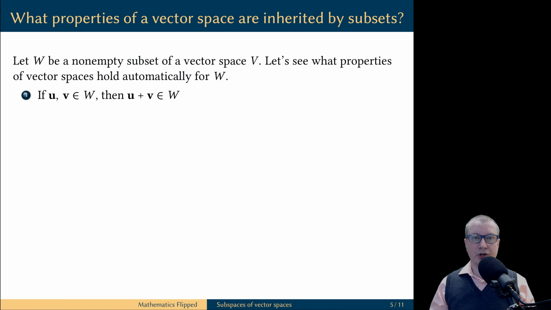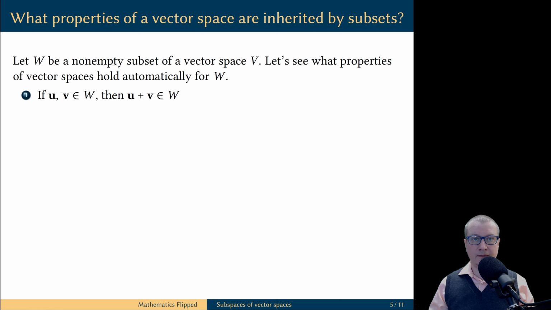Let's go back to the general setup. We have a vector space V and we have a subset W. Let's see which properties of the operations in V automatically transfer to the properties of the subset W. We will take one vector space property at a time, and we will decide whether this property automatically holds for subset W or if it needs to be checked separately. Does this property automatically hold for a subset of W?